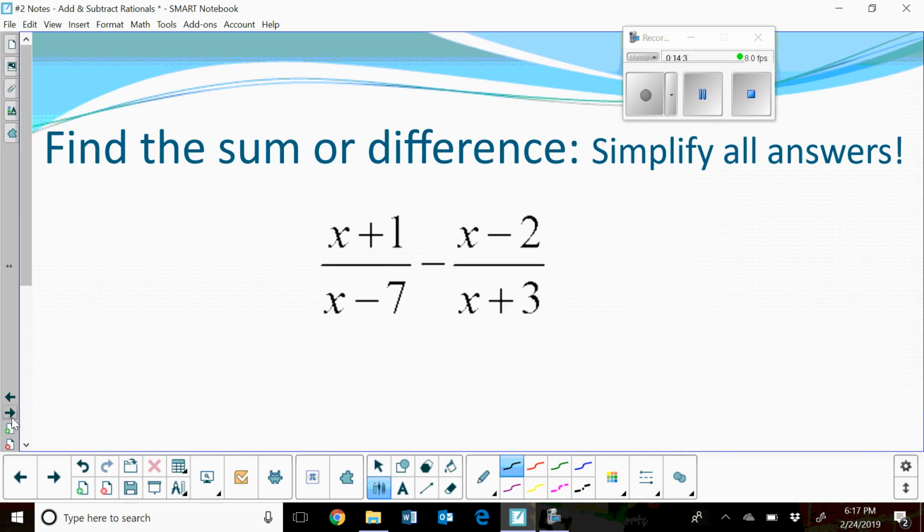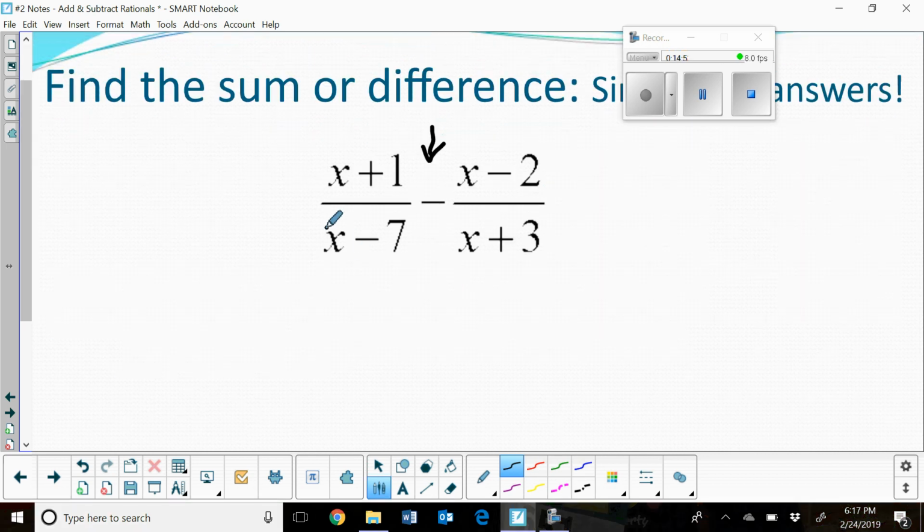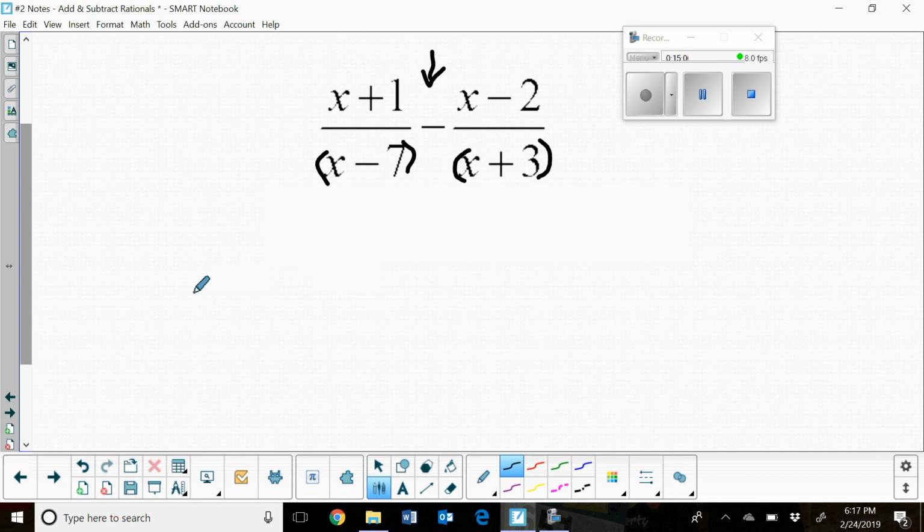Okay, let's try a couple of these. Now, this one is subtraction. And we talked about this with monomials. When you have subtraction, you're going to have to distribute the negative in, but we're not ready to do it yet. Let's first get a common denominator. Since these are binomials, I'm going to have each one of these binomials represented in my denominator. So I need an x minus 7, and I need an x plus 3.